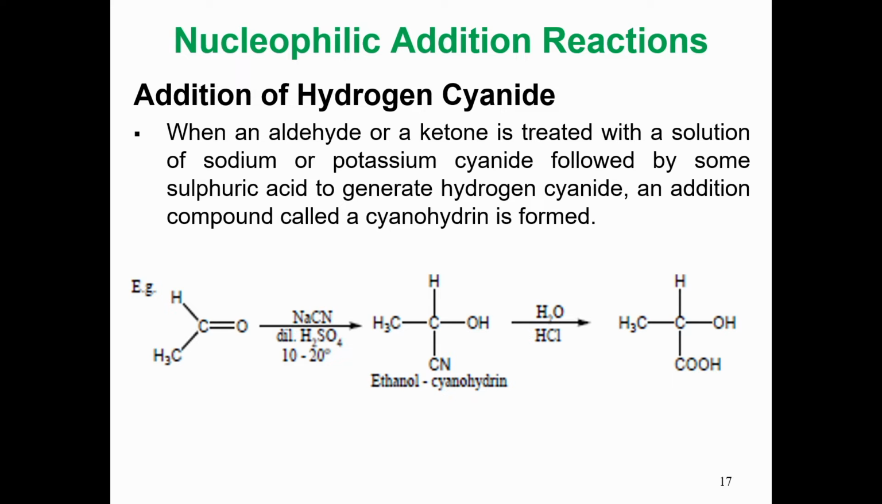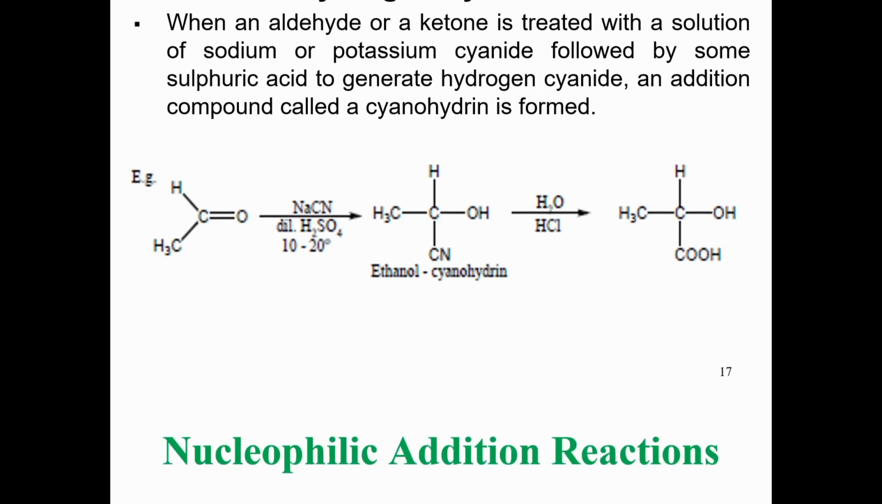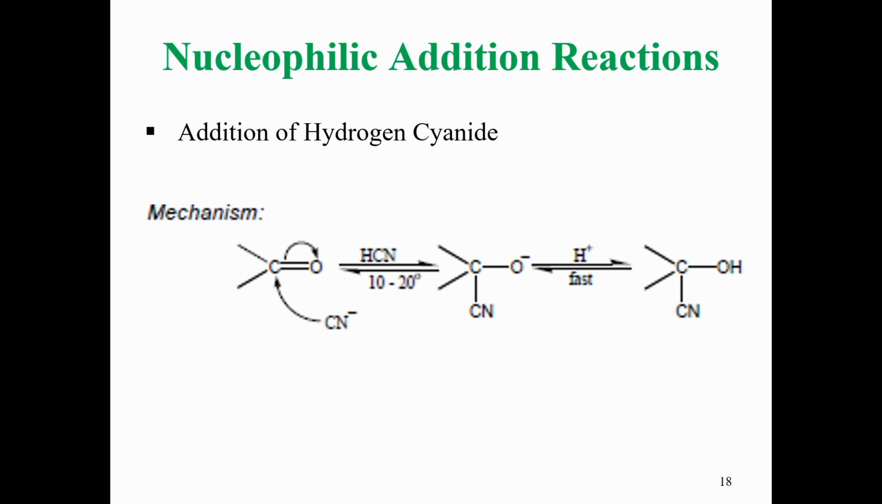And under hydrolysis, that cyanide is going to form carboxylic acid. So hydrolysis of cyanide in every reaction gives you carboxylic acid. Looking at the mechanism of cyanohydrin, the sodium cyanide and dilute sulfuric acid yield hydrogen cyanide, which is going to form our cyanohydrin.